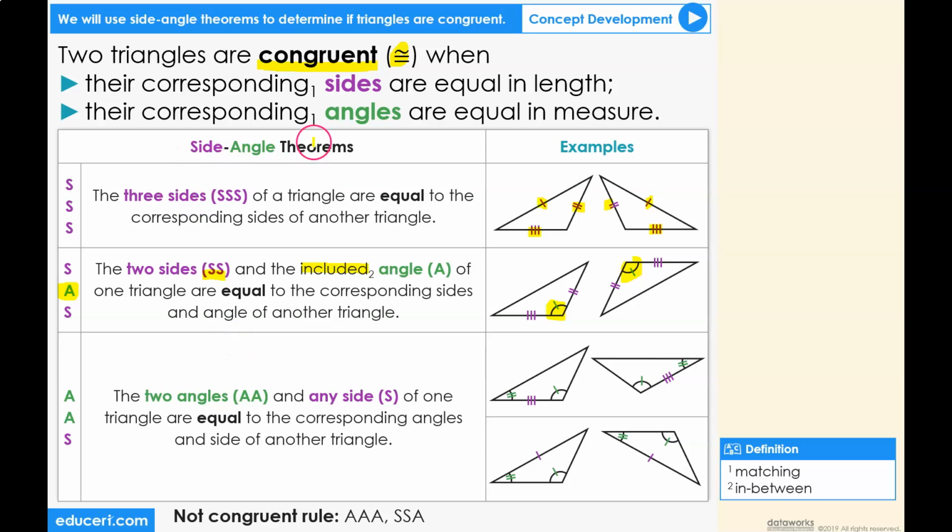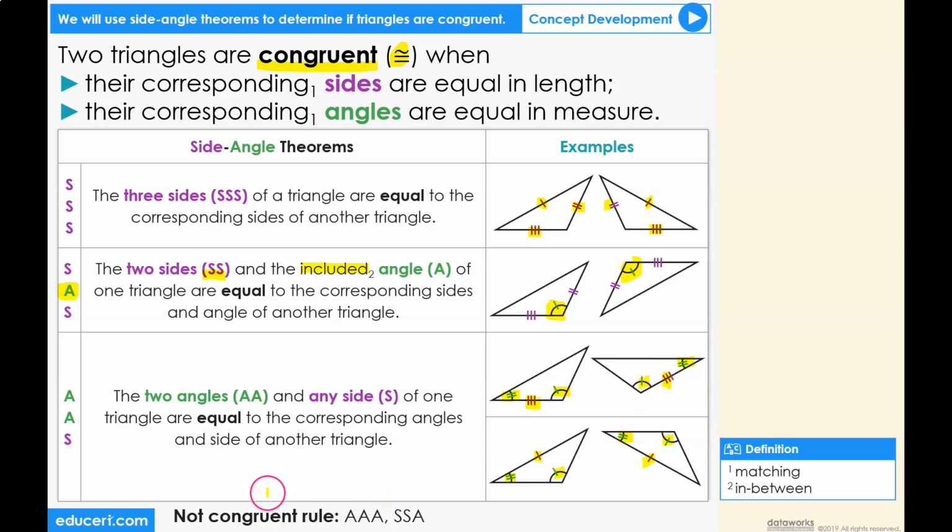The third side angle theorem is called AAS. The two angles, AA, and any side, S, of one triangle are equal to the corresponding angles and side of another triangle. In the example over here, if we have two angles that match in measure from one triangle to another, then all we need is one of the other sides. It doesn't matter which one of the sides, as long as we have two matching interior angles and one matching side, then these two triangles are congruent.